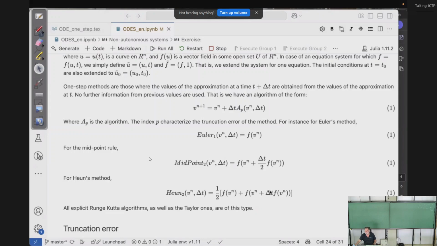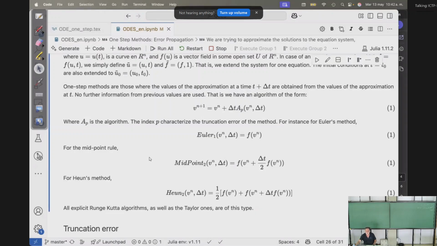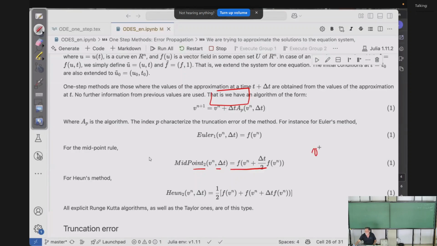So all the Runge-Kuttas and the Taylor methods are of this type. All we are saying here is that we are using B_n only and delta t to compute B_{n+1}. That's why they're called one step. Whatever the algorithm is, it can be very complicated here, but that's all we need. So we are now going to express the error for this general scheme.